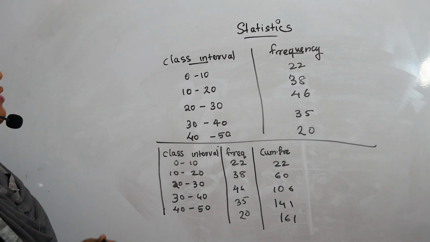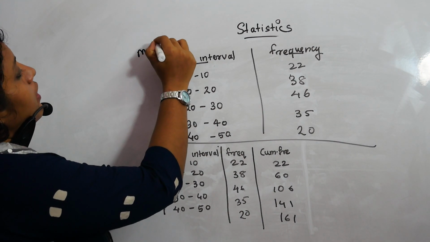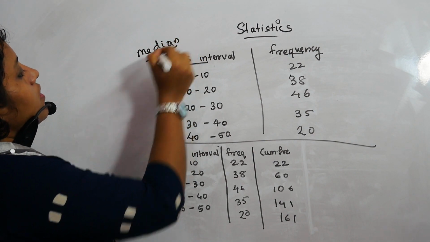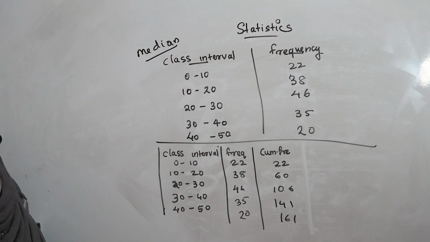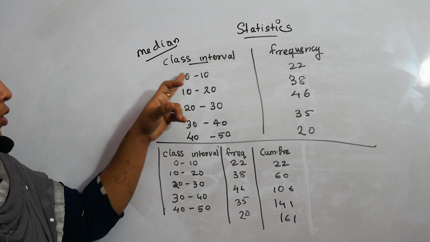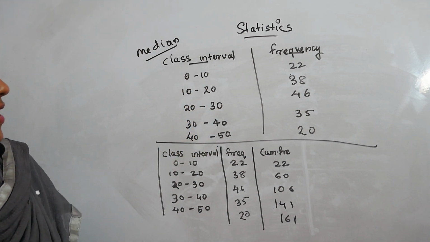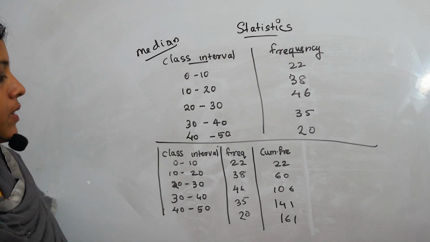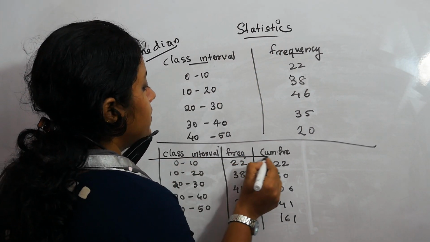See, this is a question to find the median. We need to find the median of this data. It is given as class interval and frequency. Now, what is class interval? Class intervals like 0 to 10, 10 to 20 are given, and the frequency is given. Now from this, you need to form another table.